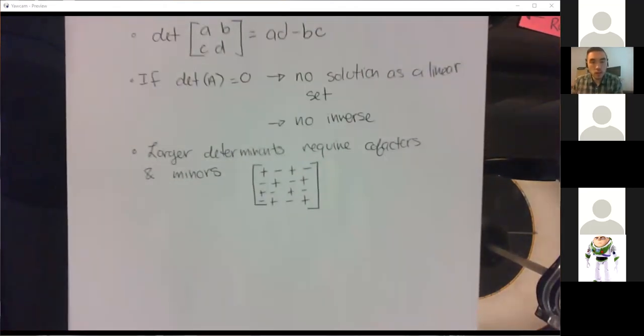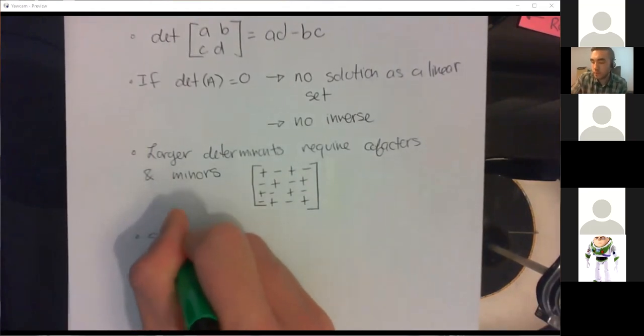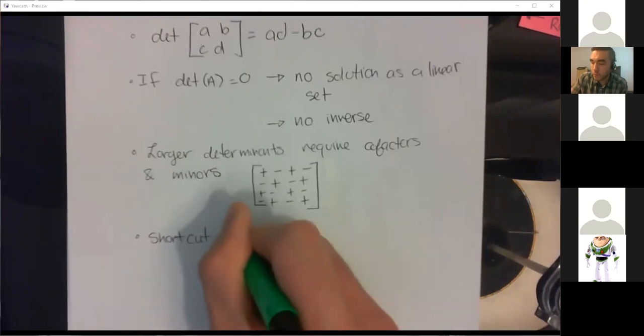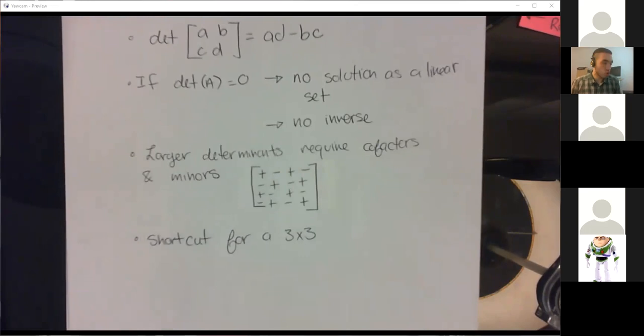And then the two last things here. Number one, we have a shortcut for a 3 by 3. If you look at the notes, we have a nifty trick that we can use to quickly find the determinant of a 3 by 3 matrix, where we copy paste over columns 1 and 2, and then we take diagonal, diagonal, diagonal, add those together, diagonal, diagonal, diagonal, subtract those from that first set of numbers, and then that will give you the determinant of a 3 by 3 very quickly.